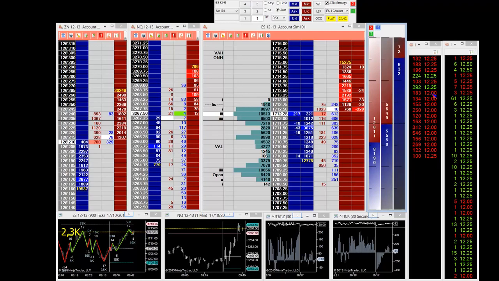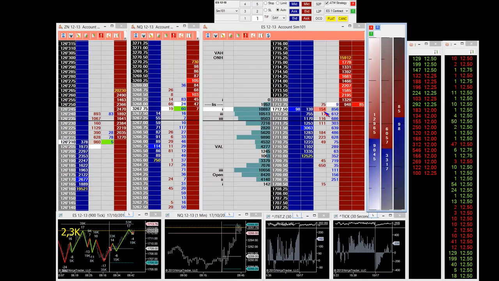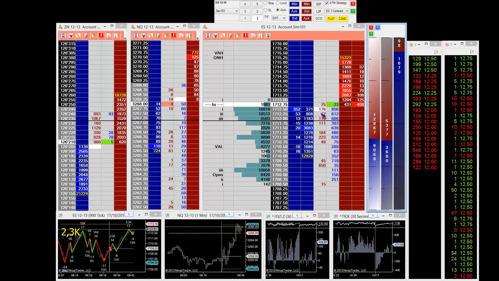Okay, now we had somebody asked about the 2 center columns.